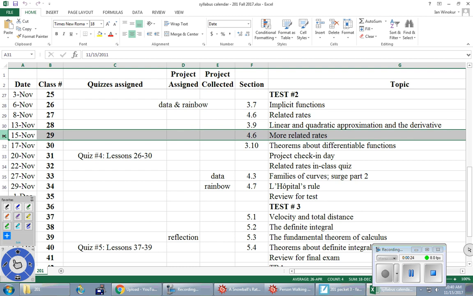Also coming up on Monday, I will hand you our fourth take-home quiz. You will take it, and then you will give it back to me on Wednesday, okay? Any questions on the calendar? All right, and as usual, hopefully we're working on the two projects, data and rainbow. They'll be coming up due right after the break, Monday and Wednesday, right after Thanksgiving break.